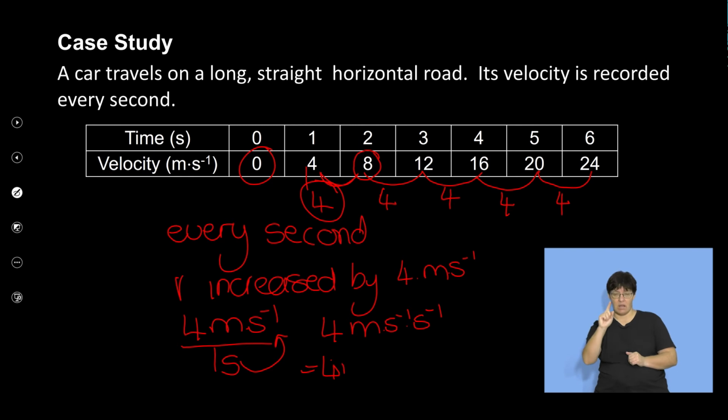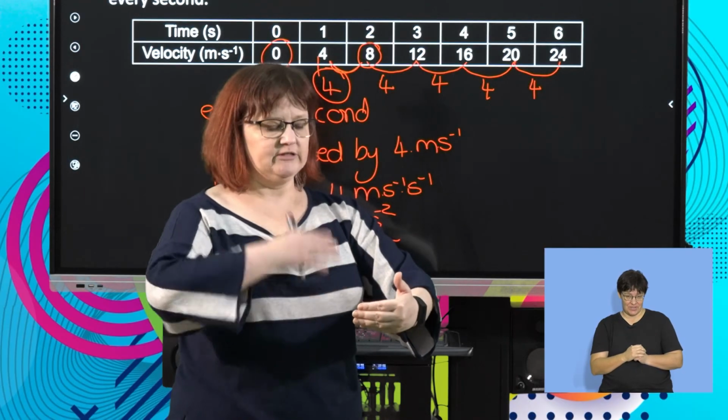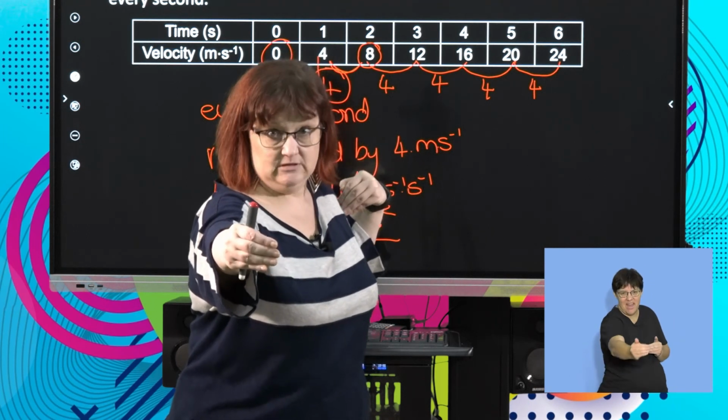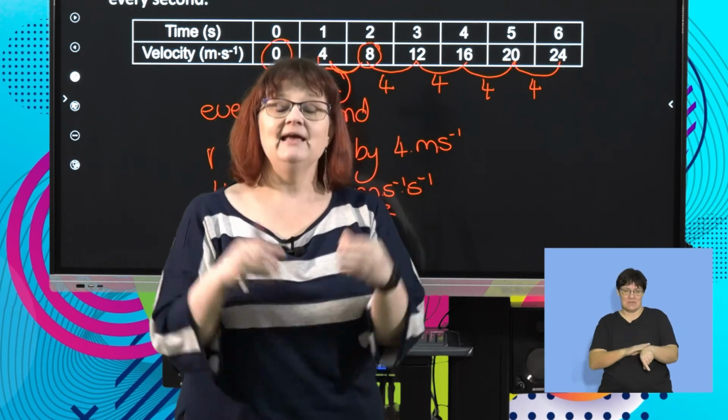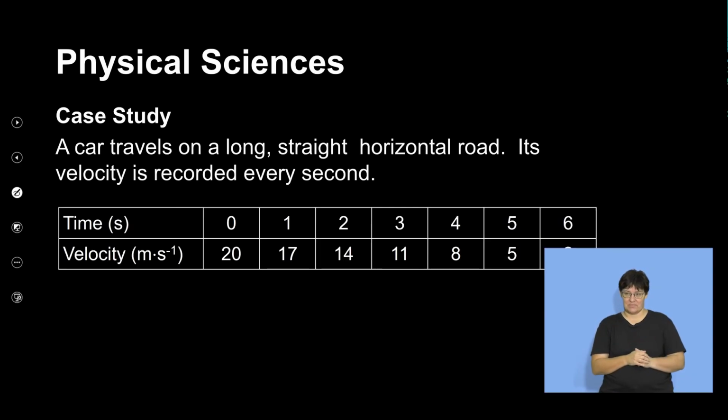Oh, look at this. That's the acceleration of my car. It's accelerating at 4 meters per second squared. Every second, the velocity is getting bigger by 4. So it's covering bigger stretches of distance in the same time period. It's getting faster, okay? What if now we go the other way around?